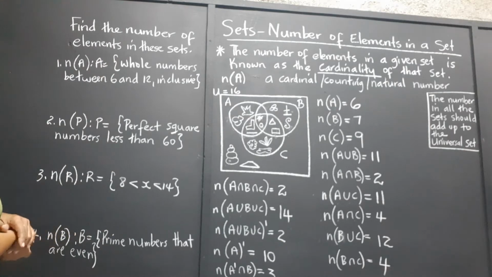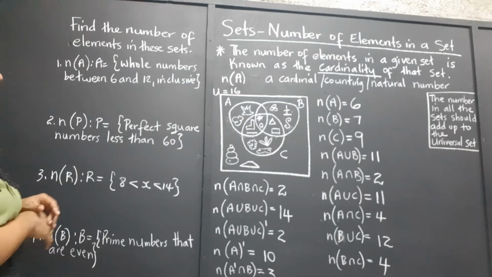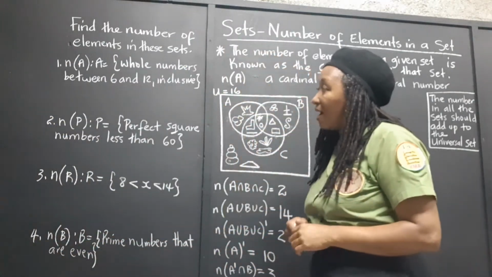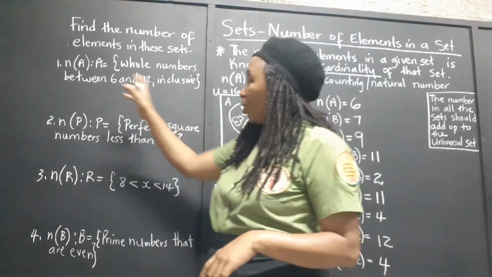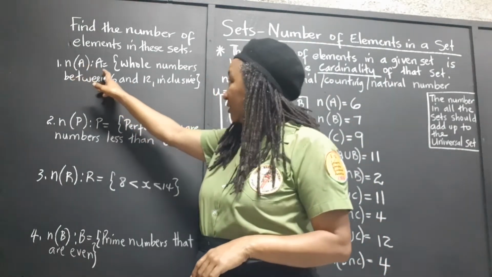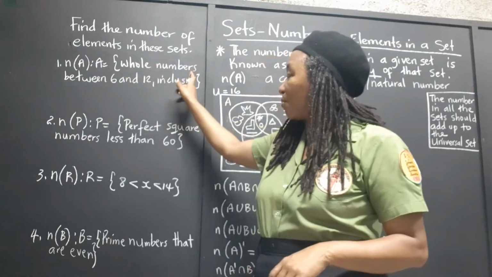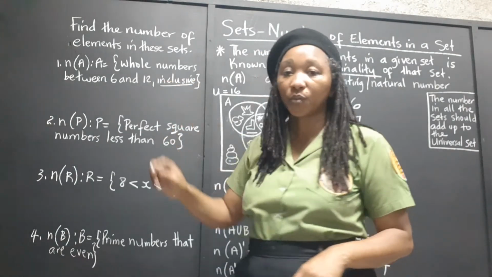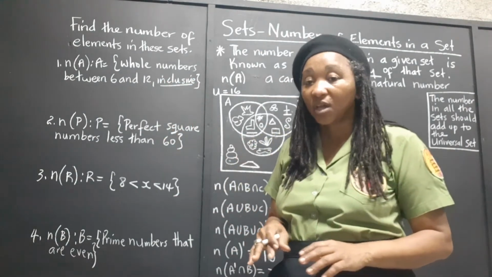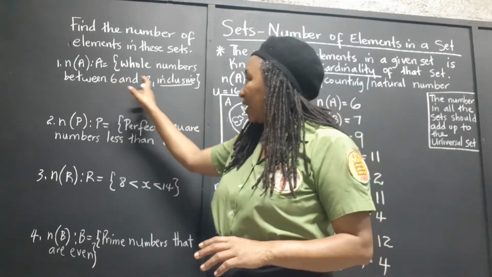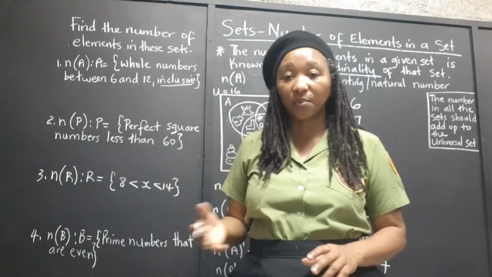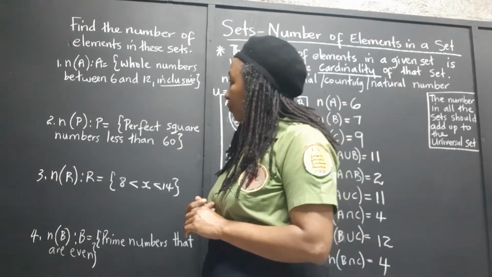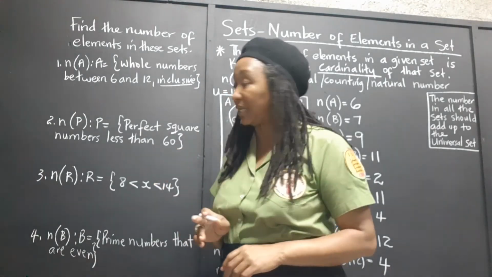Alright, so let's look now at finding the number of elements in these sets that are described here. So we have the sets defined, the number of elements in A, such as A is equal to whole numbers between 6 and 12 inclusive. So where it says inclusive, that means you're going to include the 6 and the 12. You're going to include the end points. Right? So now, we first need to list those elements.